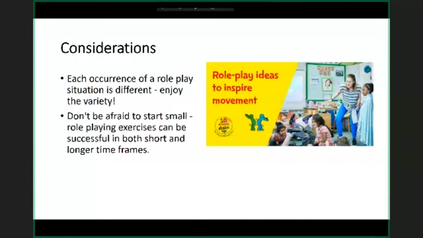A couple of considerations to keep when you're planning your role play: each occurrence of a role play situation is different. So enjoy the variety. It never ends up being the same. Every time I've done the different activities like oxidative phosphorylation or macromolecule simulation, they all end up being different. It's a different group of people. It's a different level of engagement.